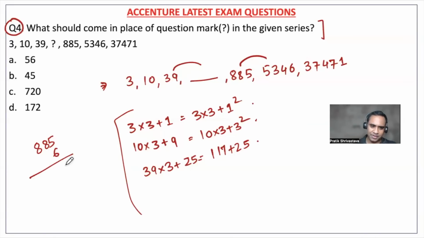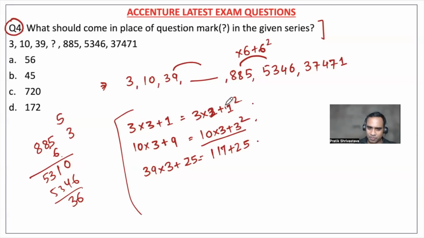So 6 fives are 30, plus 3, and 6 fives are 30, and 6 eights are 48 plus 3 is 51, and 6 eights are 48 plus 5 is 53. So 531. So here basically it is into 6 plus into 6 plus, basically if you see the difference, the difference will be nothing but 36. So plus 6 square, okay, plus 6 square. So into 3 plus 3 square, and here it should be into 2 plus 2 square.